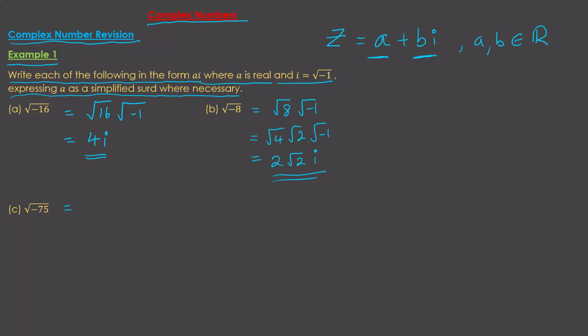Finally we have the square root of -75. So that's going to be root 75 root -1. 75 is 25 times 3. So I can write that as root 25 root 3 root -1, giving me 5 root 3 i.